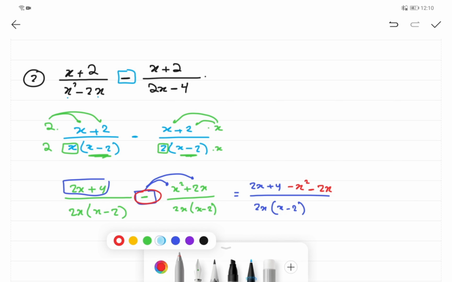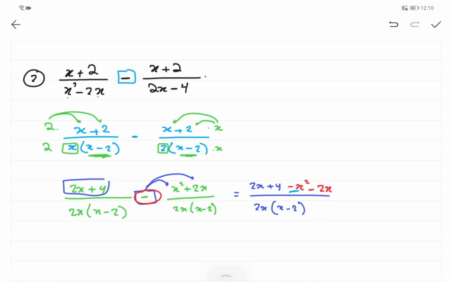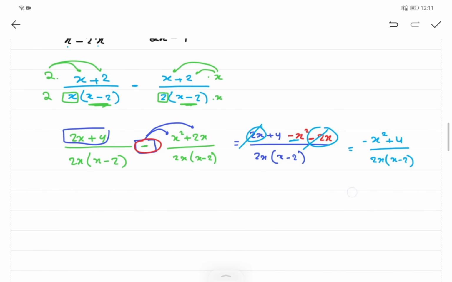Now combine like terms and simplify. So negative x squared stays, and 2x minus 2x is going to be cancelled, leaving plus 4, over 2x times x minus 2 in the bottom. Now rearrange it. It becomes 4 minus x squared over 2x multiplied by x minus 2. In this situation, as I said, we need to simplify by factorizing the top and the bottom. But the denominator is already factorized, so we just factorize the top one.